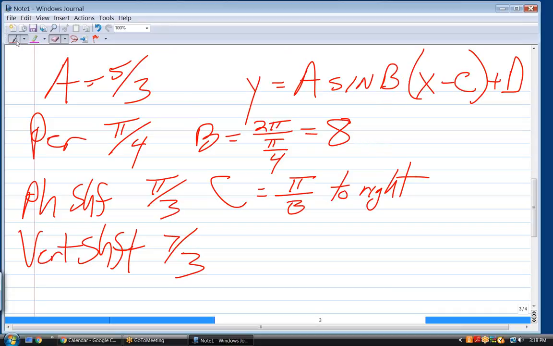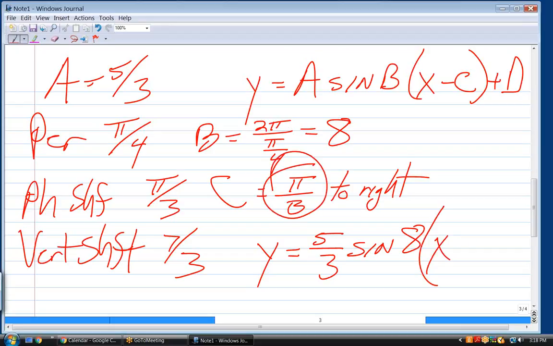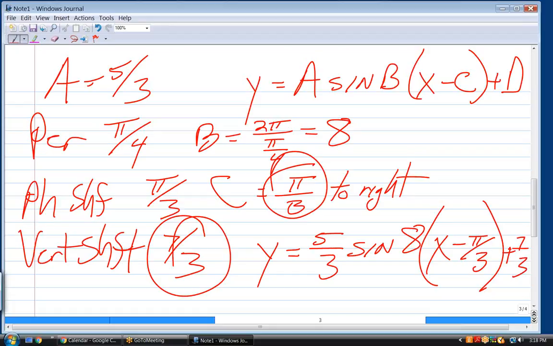Well, in this problem, they've pretty much given us everything. So A is 5/3. That's the amplitude. We calculated that B was 8 because the period is pi over 4. And we figured out that the phase shift is pi over 3. And the vertical shift is plus 7/3. There is the sinusoidal function that fits those 4 variables.